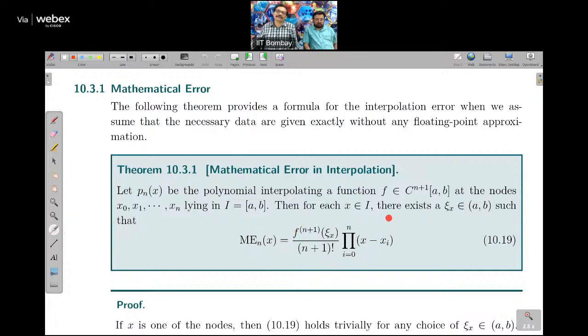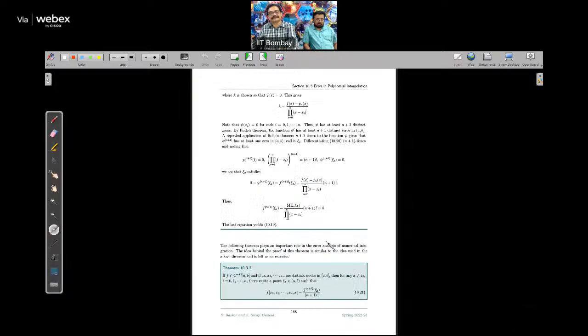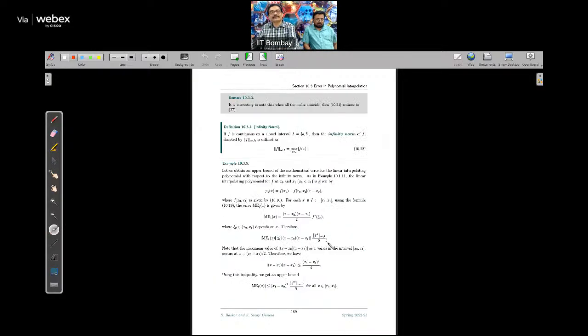Now the question is, it looks more complicated, and also you cannot quantify it because you don't know what the xi is. Now how can I use this to get any information about the error? Then we have covered some ways to find the estimates. We have also given certain examples.